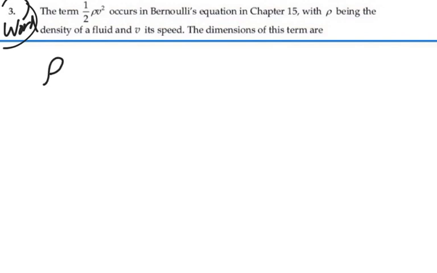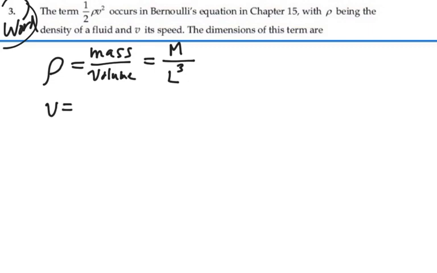So rho is density, that's mass per volume. And if I were thinking of this in terms of dimensions, we could represent mass by m, and volume is 3 spatial dimensions, so that would be length to the cube. So that would be x, y, and z, so to speak. Velocity is meters per second, so that's going to be length per time in terms of those units.